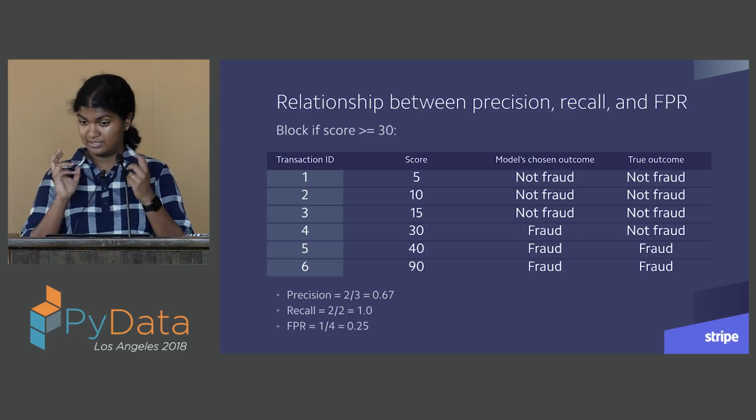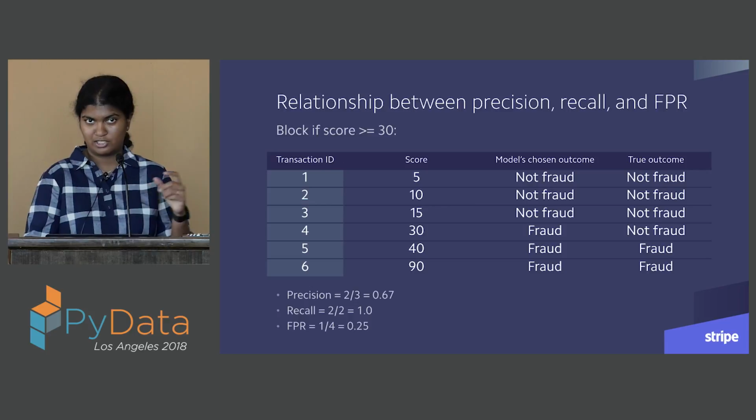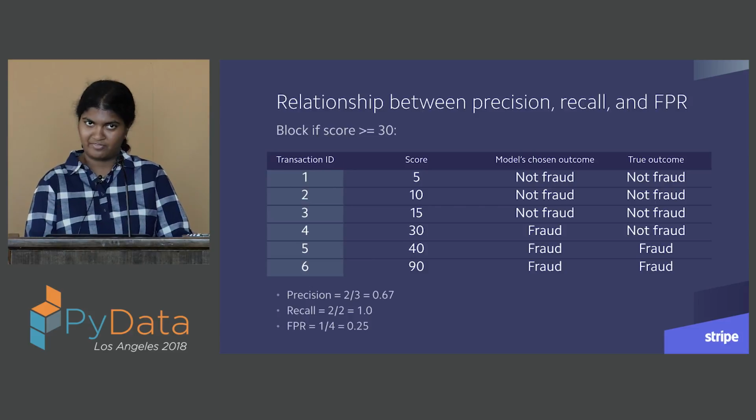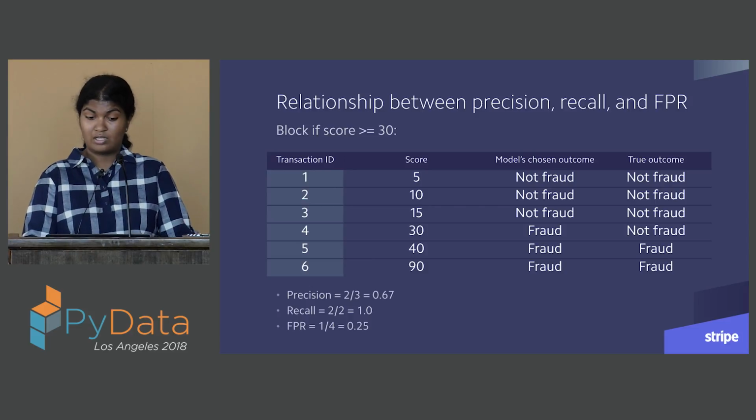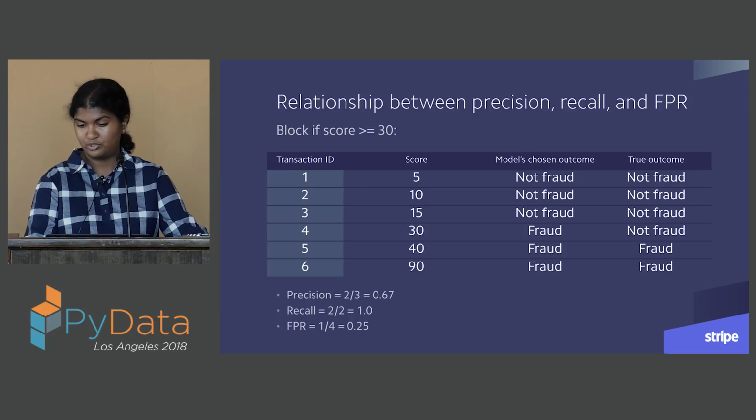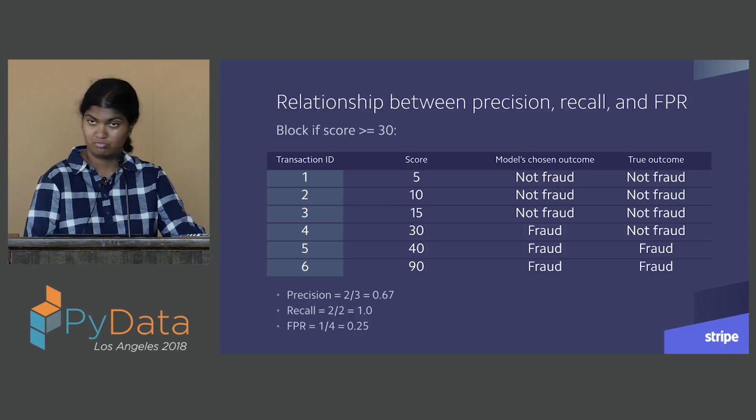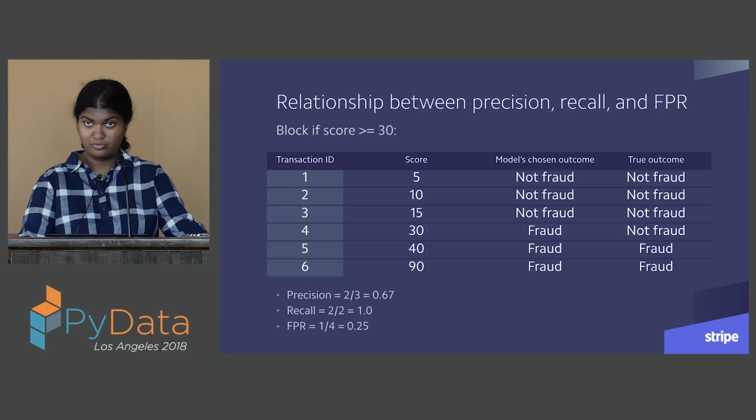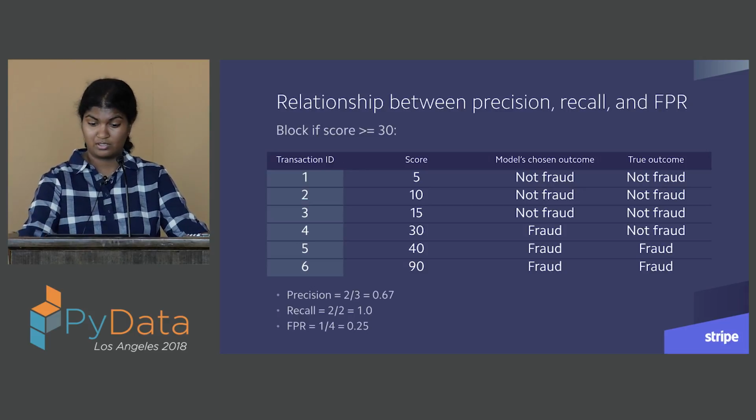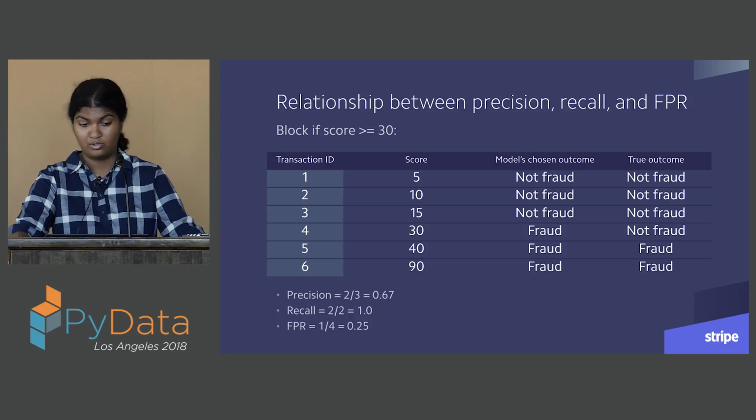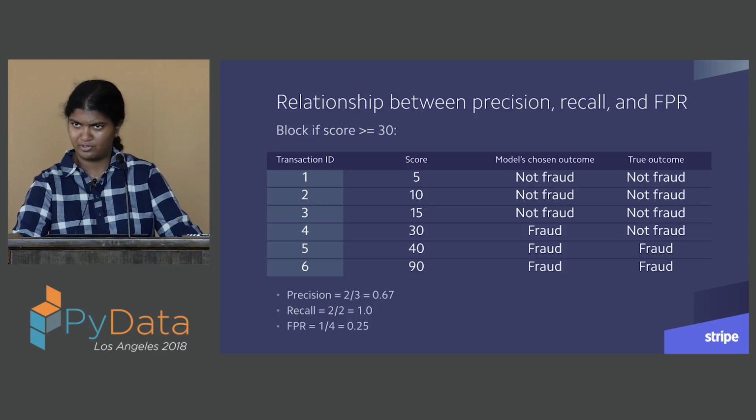Now, taking the same data, if we instead change our model's policy to block if the score is greater than or equal to 30, all our metric values change. So now, for precision, our model has said 3 transactions are fraud, 4, 5, and 6. Only 2 of those are actually fraud, numbers 5 and 6. So now our precision is 2/3, which is not the same as the 1 we had in the previous example. Recall, on the other hand, there were 2 fraudulent transactions, number 5 and 6. The model correctly said that both of those were fraudulent. So now our recall is 2 over 2, or 1.0, which is much better than last time. Last time it was just 0.5.